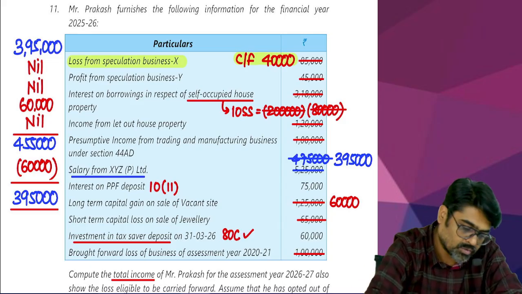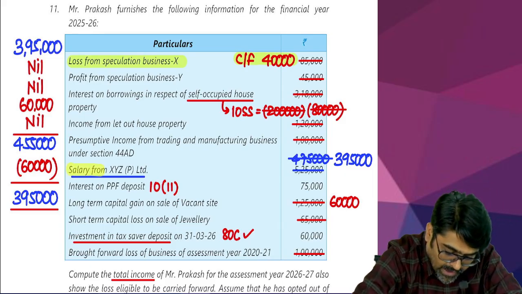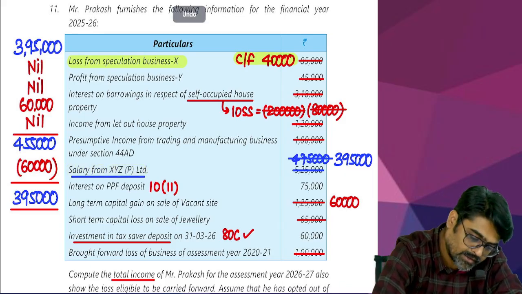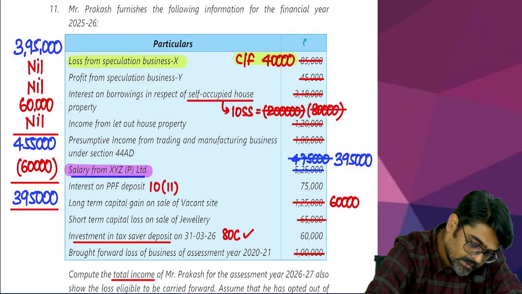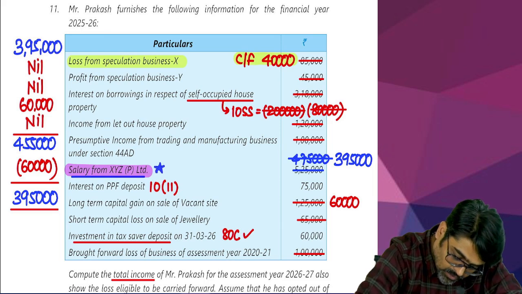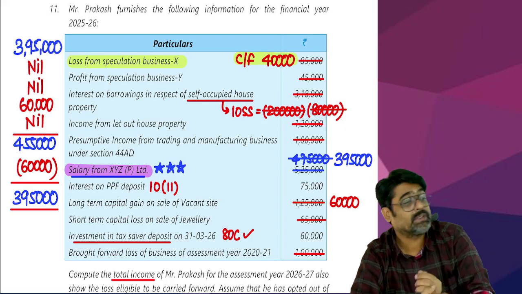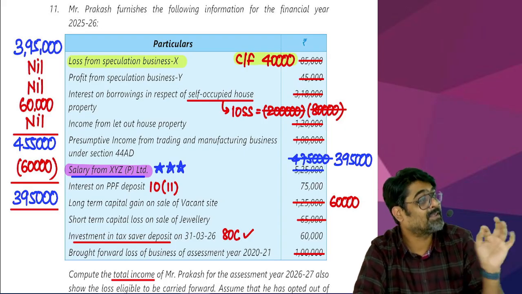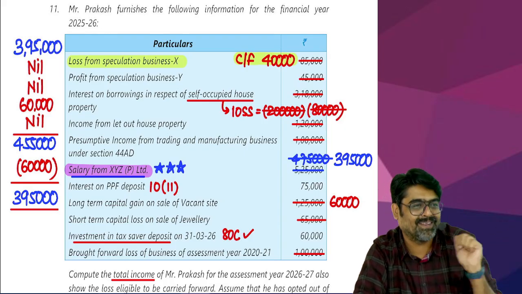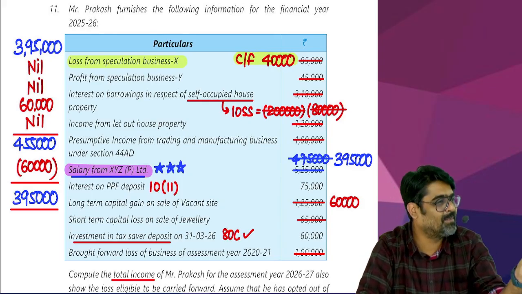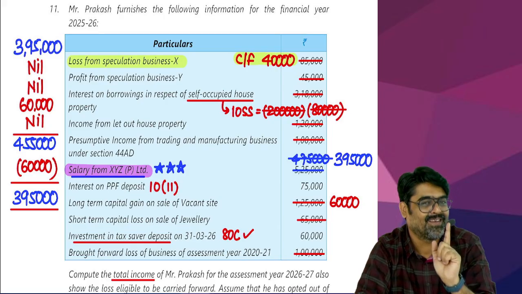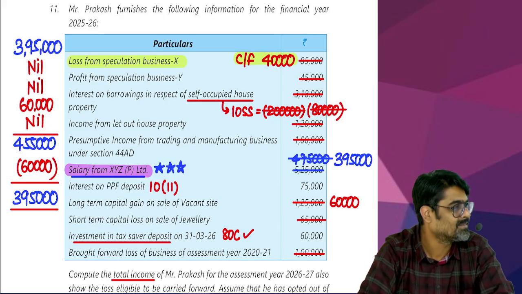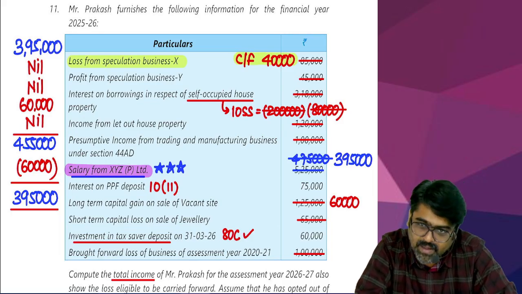Understood? So in this question, highlight this part. Salary from XYZ Limited, and please mark 2-3 stars over here. Why? Because this type of thing can be there in the exam. And just imagine, if in the exam we commit this type of mistake, and because of this silly mistake that we did not read the thing properly, we can lose our marks. Understood? Should I move ahead?